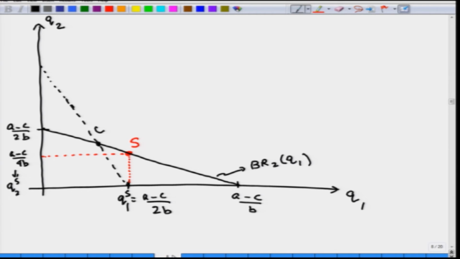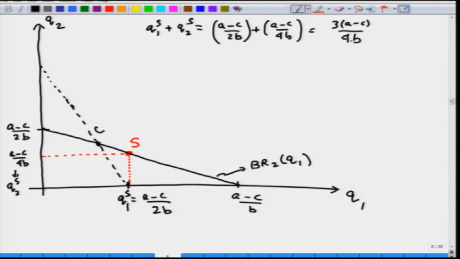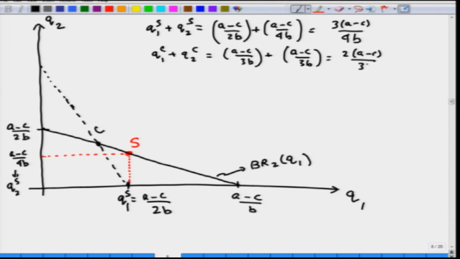Okay. So, we also said that the total output is larger than the output under Cournot. Q1S plus Q2S is (A minus C) divided by 2B plus (A minus C) over 4B, which is 3 times (A minus C) over 4B, and this output is greater than the output under the Cournot model, which is 2 times (A minus C) over 3B. So the output under the Stackelberg model is greater than the output under the Cournot model.